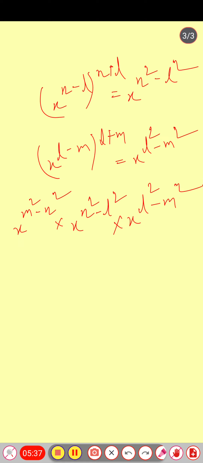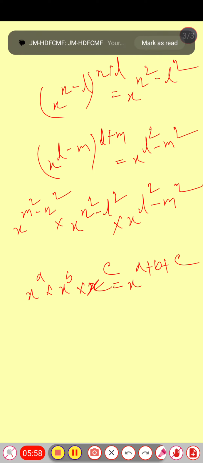Okay, so here another formula comes into the picture. If x to the power a into x to the power b into x to the power c is there, then the result will be x to the power a plus b plus c. The summation of the powers will happen.